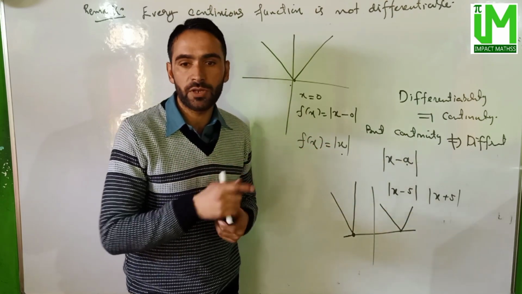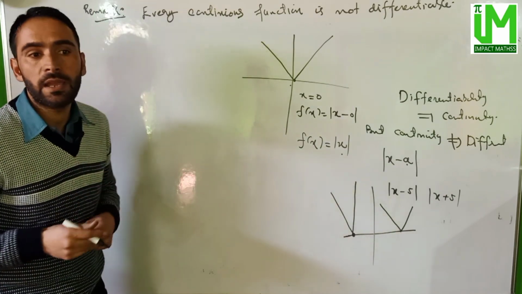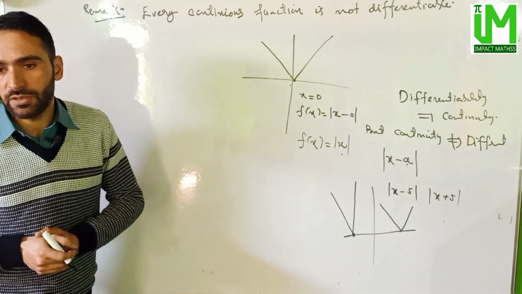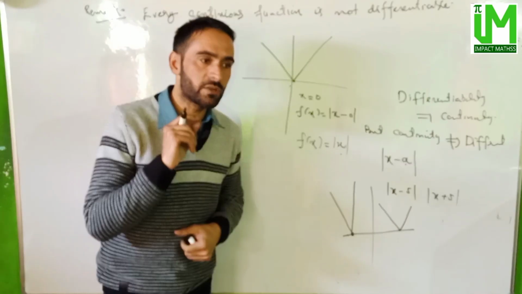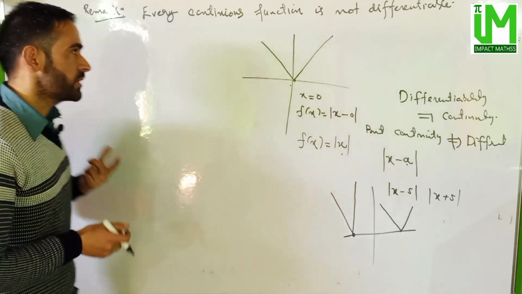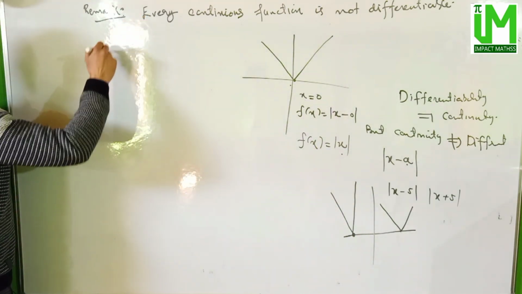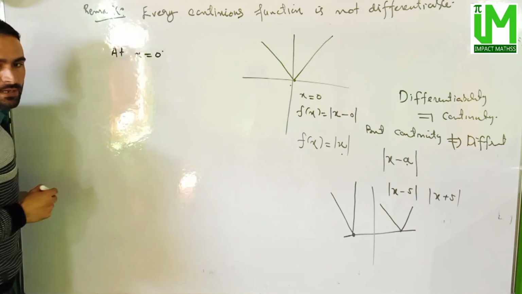Why is it not differentiable at x is equal to 0? Okay? Then we have to use here the left hand derivative and right hand derivative. And we have to compute the left hand derivative at x is equal to 0 and the right hand derivative at x is equal to 0. Okay? So we'll check at x is equal to 0.